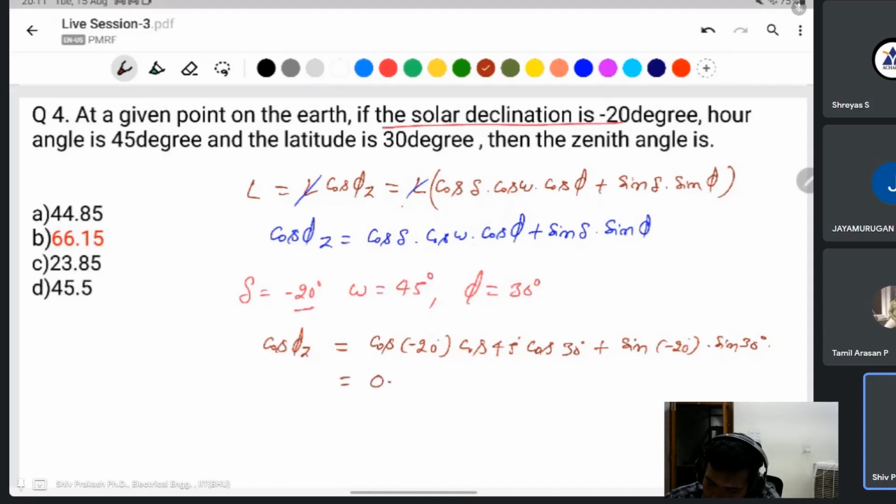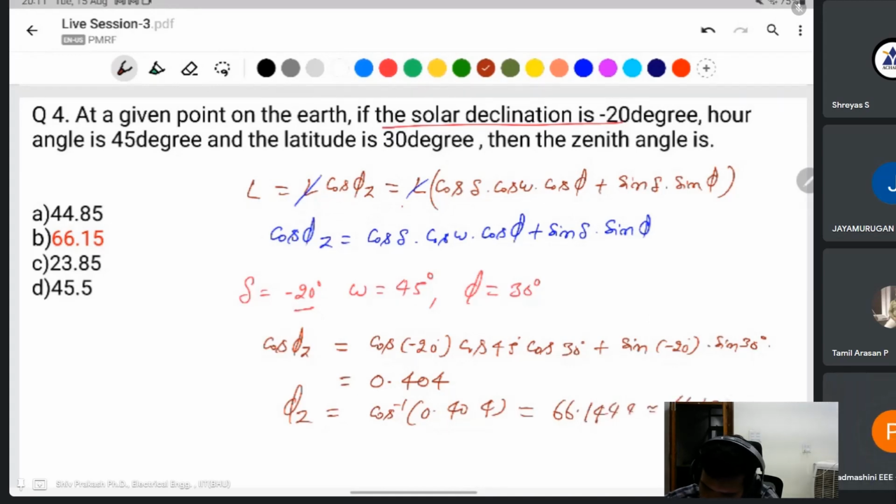It will be 0.404, and phi is equal to cos inverse of this one, the zenith angle, 0.404, which is 66.144, approximately 66.15 degrees.